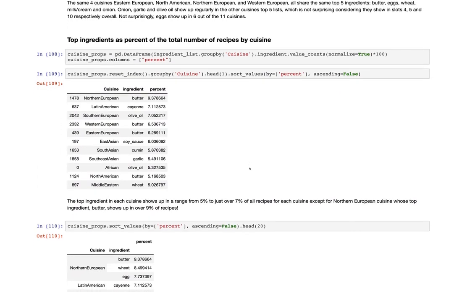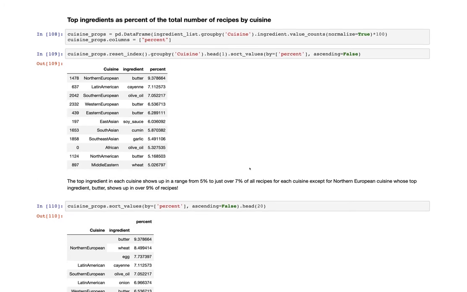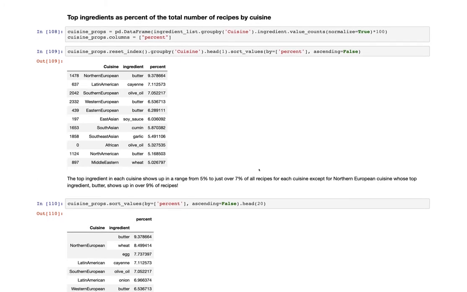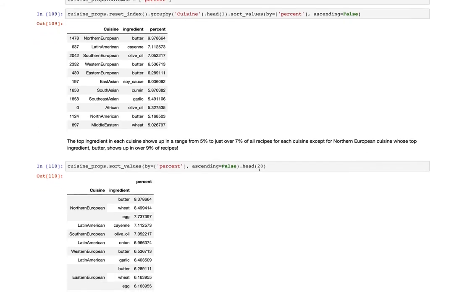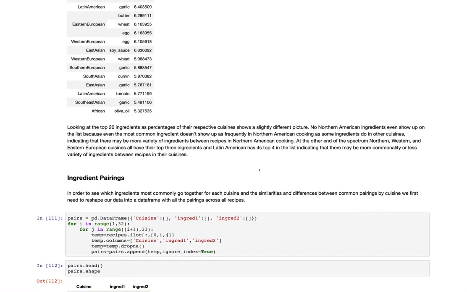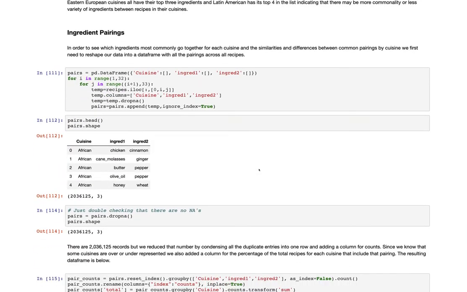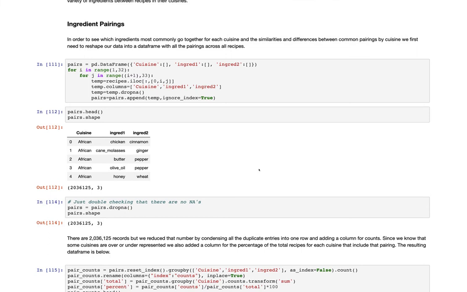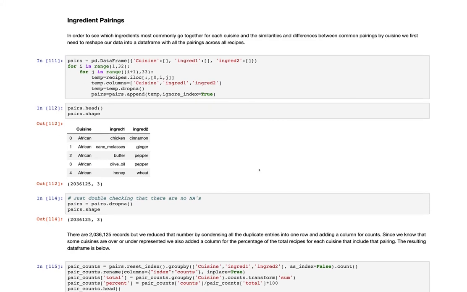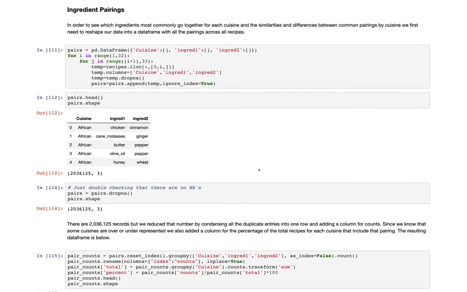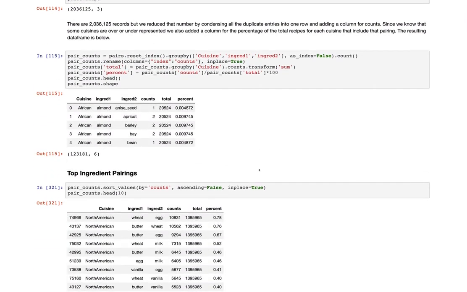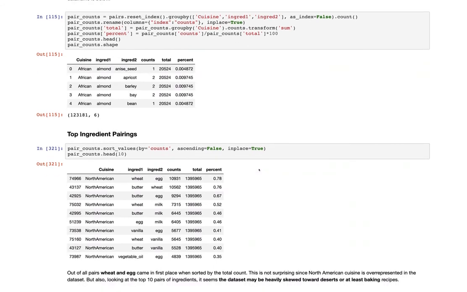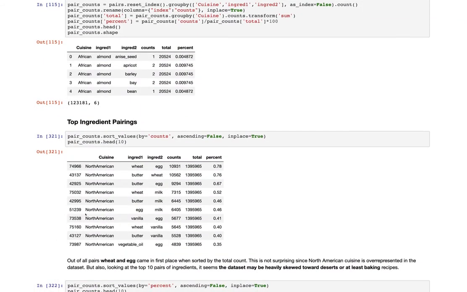Then we calculated the number of times the ingredients showed up as a percent of the total recipes for each cuisine to try to compensate for that overrepresentation of North American cuisine. We did ingredient pairings, looking at every possible pair of ingredients that was in the data set, and then counting the number of times those showed up in each cuisine as a percent again, so that we could compensate for the excessive number of North American recipes.